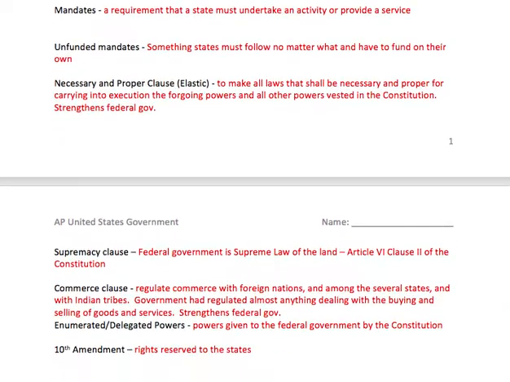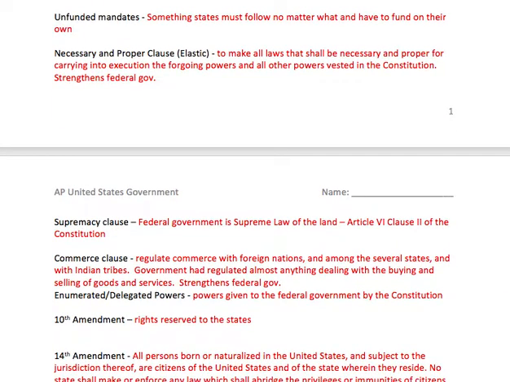A couple of the key clauses in your Constitution: necessary and proper clause, or your elastic clause. They use this clause to carry out any laws and make any laws based on some of the delegated powers, so creating implied powers, and that will strengthen the federal government.